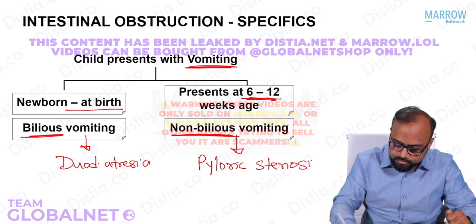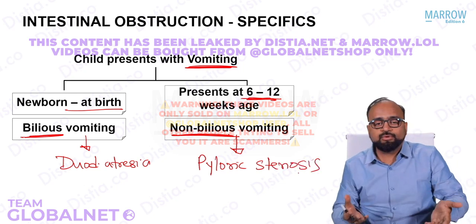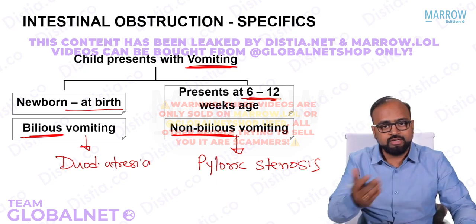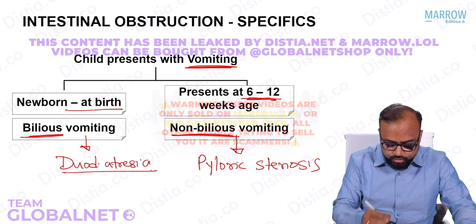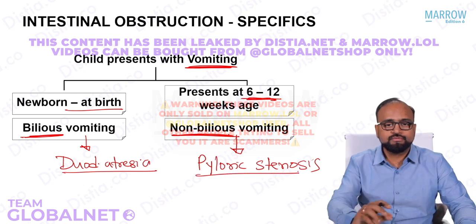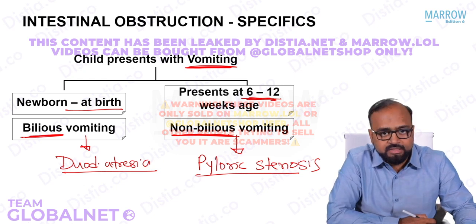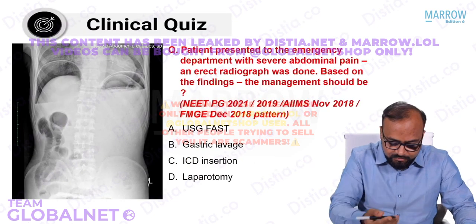Yes, will you be able to distinguish between them? Even without an image, just by looking at the clinical history, it is actually possible to distinguish between them. Of course, they will have different imaging patterns. Duodenal atresia will show you the double bubble sign. For pyloric stenosis, we have seen USG is the investigation of choice. We have also seen various signs on a barium meal study. Yes. Now we come to this quiz.